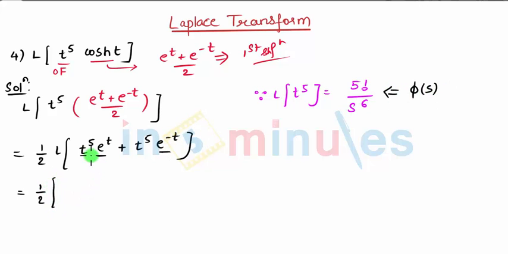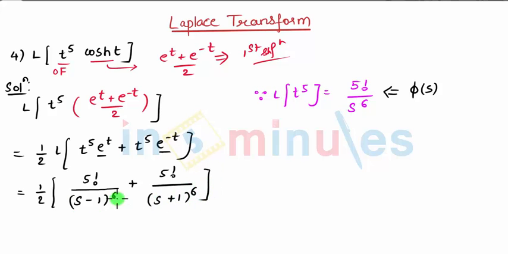So I can write finally the Laplace of t raised to 5 as this: 5 factorial divided by, in the place of s, if it is e raised to t, I need to write (s minus 1) whole raised to 6, plus 5 factorial divided by (s plus 1) whole raised to 6. So it is always preferable to check whether you have a first shifting effect and try to apply the first shifting effect always on the other function. 5 factorial, you can understand, is 120, and that completes my problem.